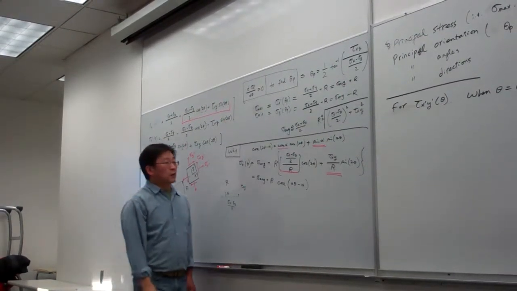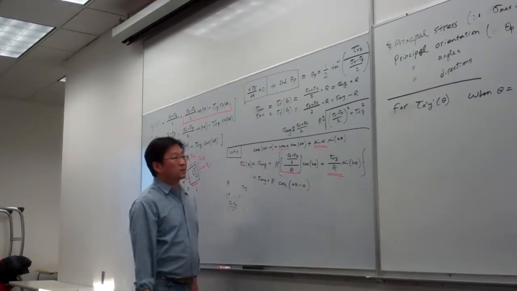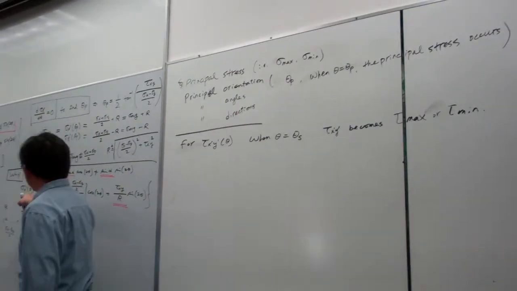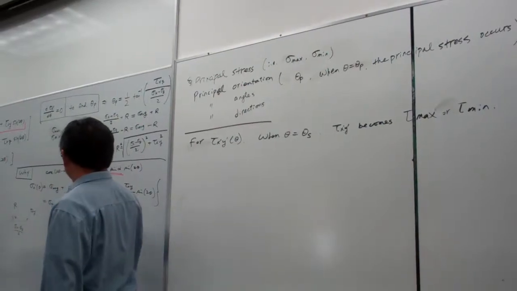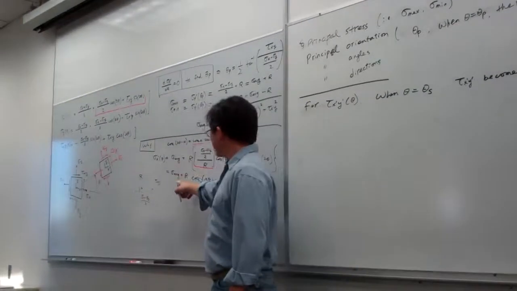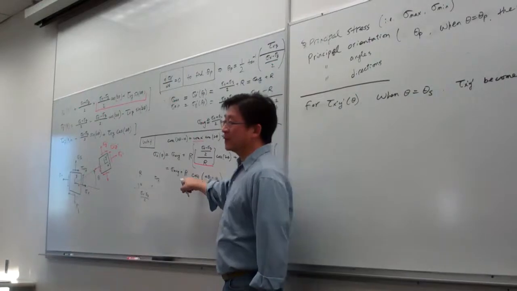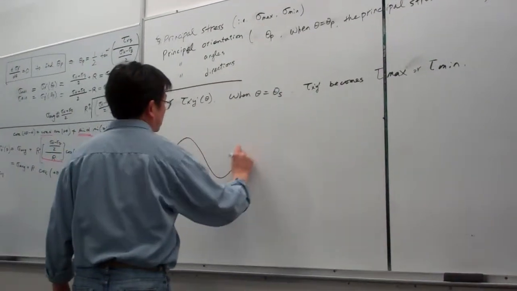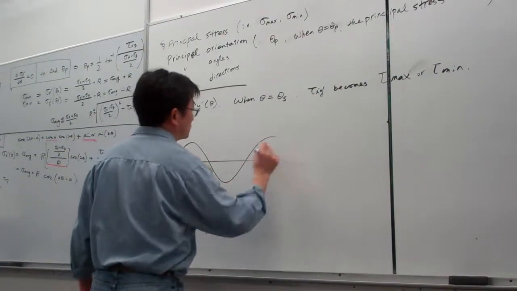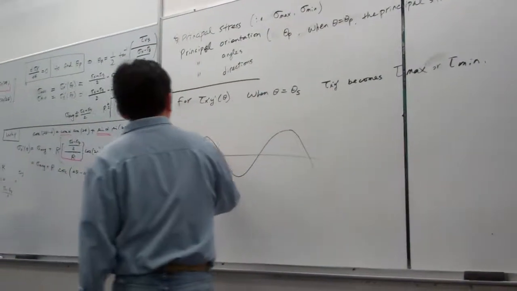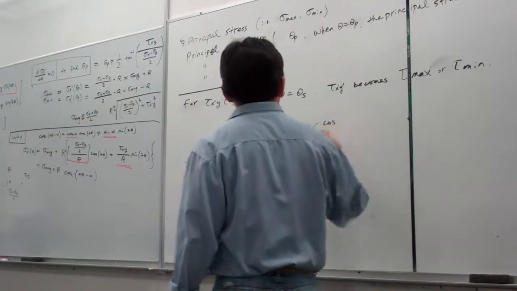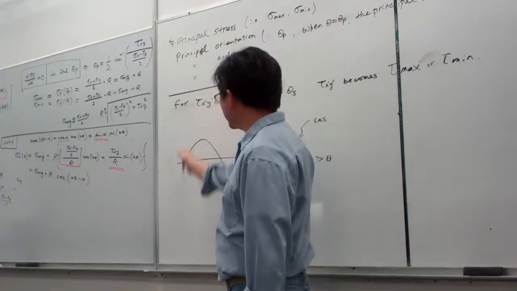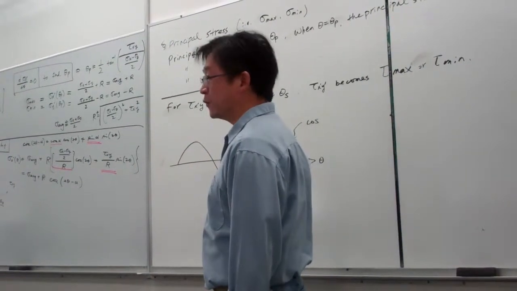Okay, so now in here you can see the maximum value. The tau x prime y prime is a function of this. Tau x prime y prime is a function of cosine. And let me draw the cosine curve. So this is the cosine. Okay, this is the value of the theta. And I don't know where the y-axis is, but that is not important.